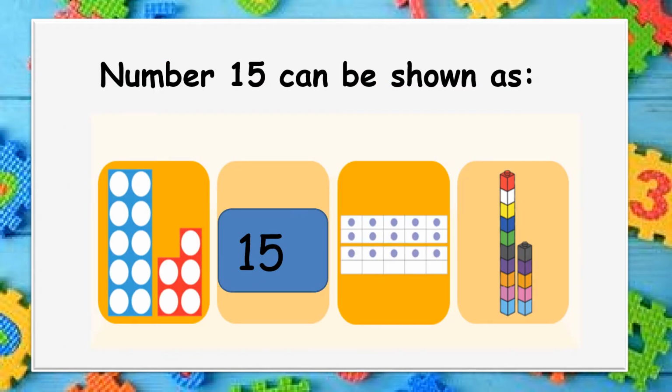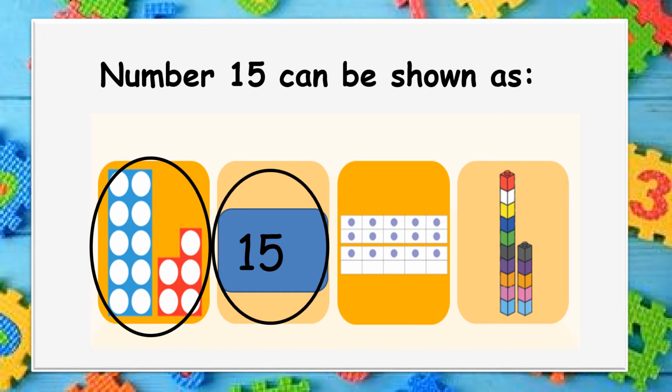Now it's time to look at the number 15. Number 15 can be shown as 10 dots and 5 more makes 15. We write 15 like this, 1 and 5. 1 stands for number 10 and 5 stands for 5 ones. That means 5. 1, 2, 3, 4, 5. 10 and 5. And when we write it, we write 1 and 5 to show 15.